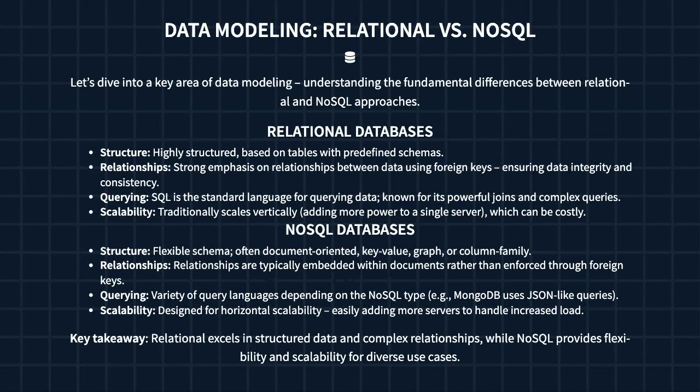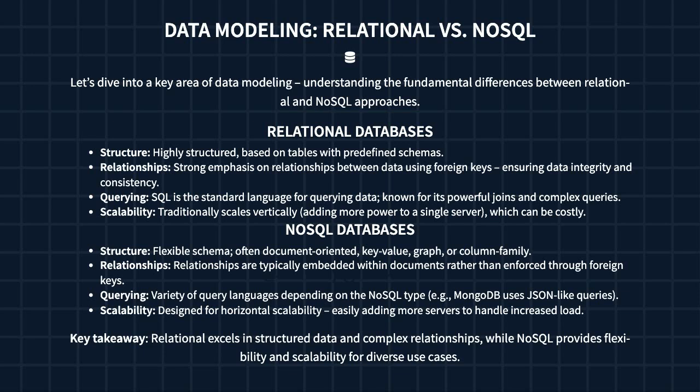Okay, so let's talk about how we model our data. When it comes to databases, you'll often see two main approaches, relational and NoSQL. Relational databases, think like a spreadsheet with lots of tables linked together, have a very strict structure. They rely heavily on relationships between those tables, which is great for ensuring data accuracy. But they can be challenging to scale as your needs grow.